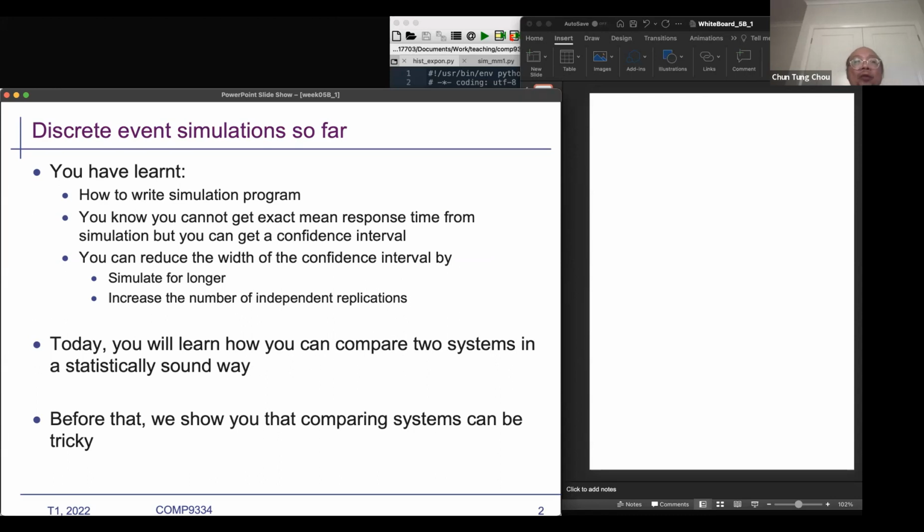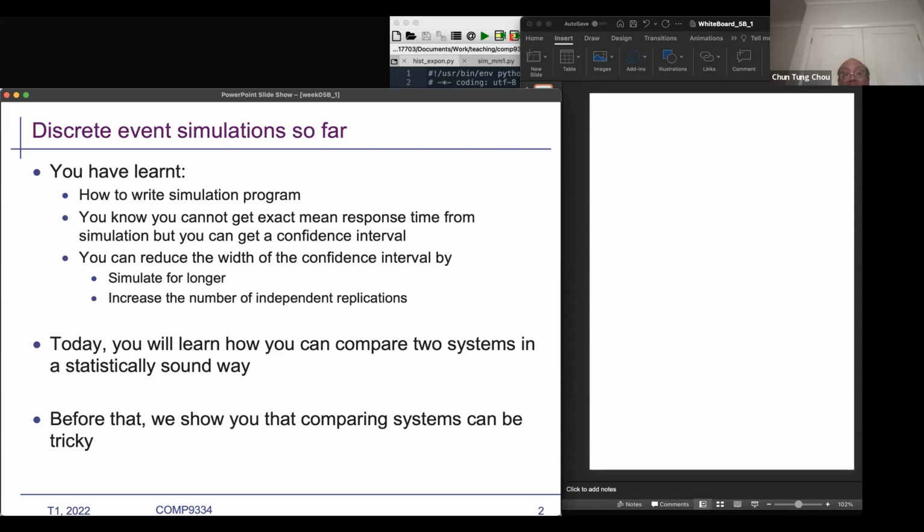Now, what you have also learned is that from a simulation program, you cannot get the exact mean response time, but you can get a confidence interval. That's what we covered on Tuesday. And on Tuesday, you have also learned how to compute the confidence interval. One thing that's important is the width of the confidence interval. The narrower the width, it means the more accurate results you are going to get.